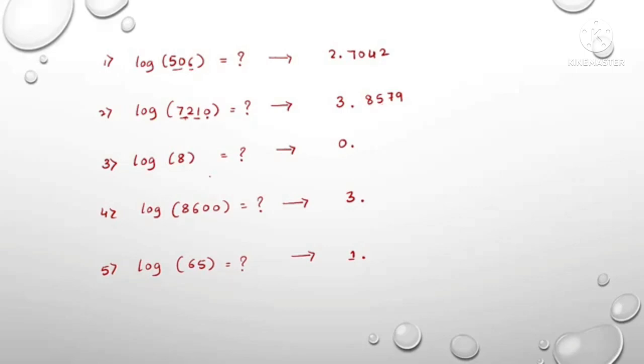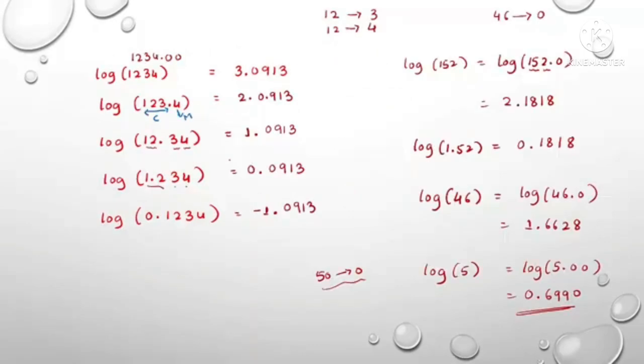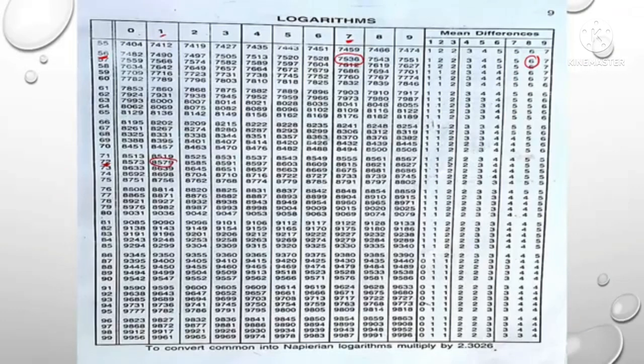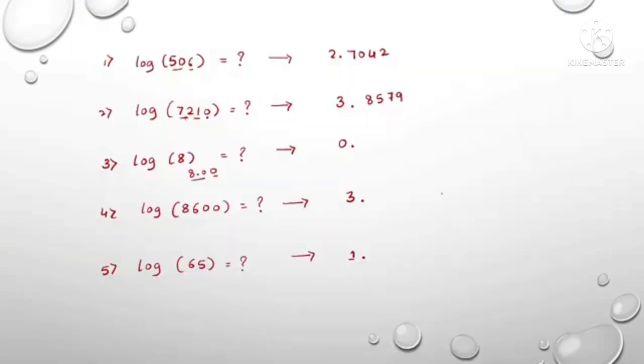Now, come to the third problem. Log of 8. 1 minus 1 is 0. So, 0 is the characteristic. So, 8, how to observe it here? We can take it as 8.00. 80 at 0 we have to observe in the log table. 80 at 0. 80 is here. 0 in the difference column is here. 80 at 0 will be how much? 9031. I am going to write here 9031.